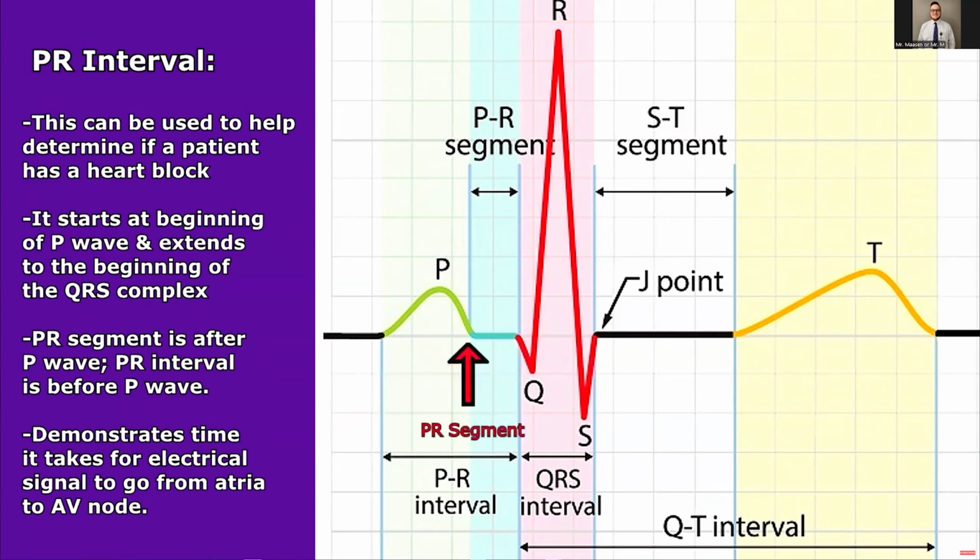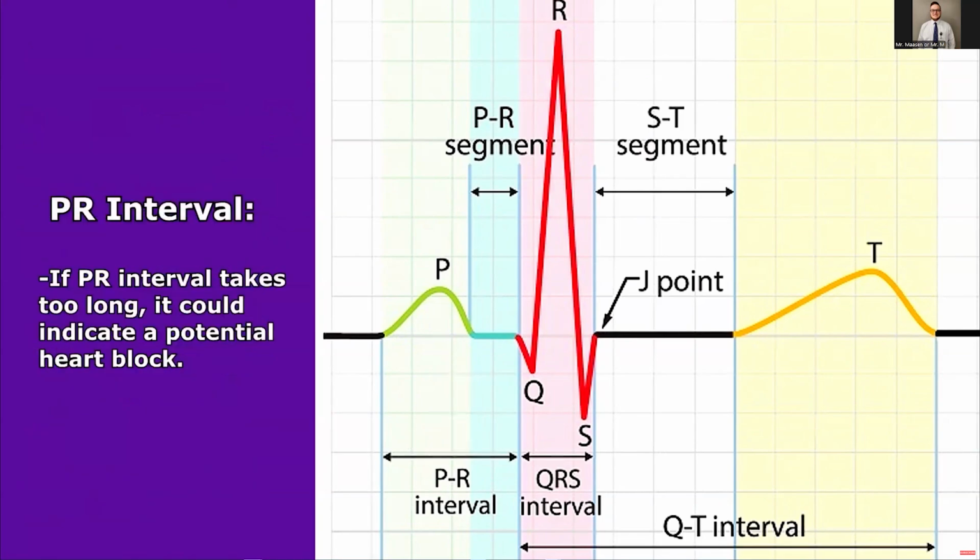The PR segment was after the P wave. The PR interval is from the beginning of the P wave to the beginning of the QRS complex. And this demonstrates the amount of time it takes for the electrical signal to go from the atria to the AV node. And if it's taking too long, if we have a long PR interval, this could indicate a heart block.